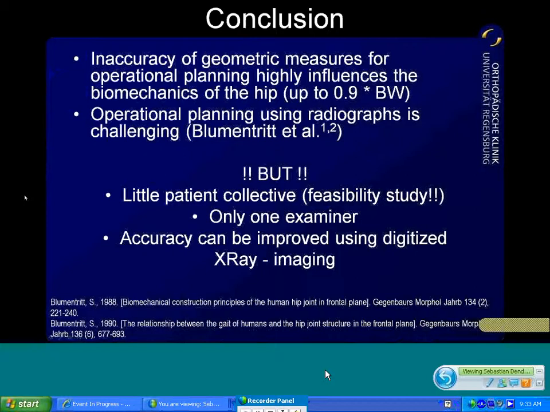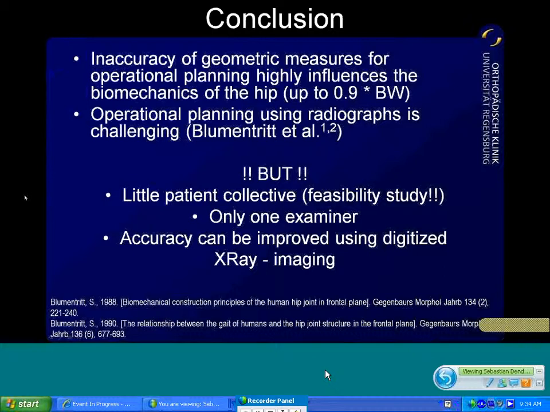Blumentritt et al. tried to develop a biomechanical model of the hip for operational planning, but they used 10 landmarks which also underlie a very high scattering, as was presented at the CHAOS conference this year. And as we showed, the challenge is that this scattering of the standard deviation can lead to a difference of up to 0.9 body weight, which is, well, not so good.